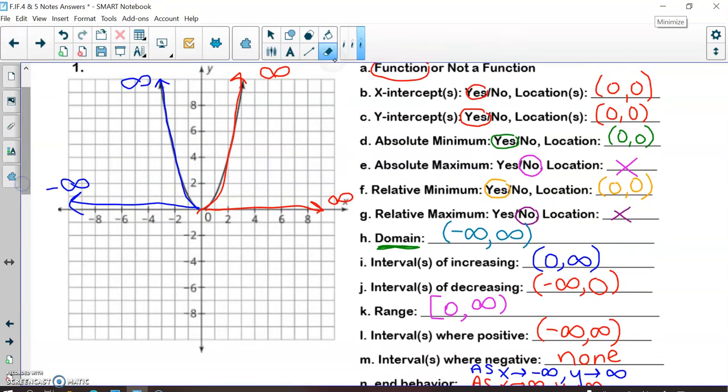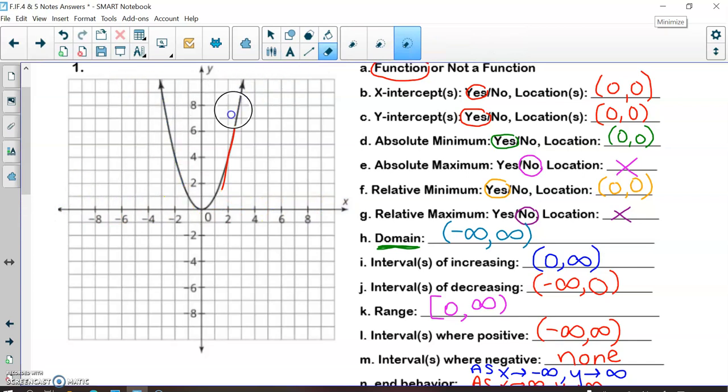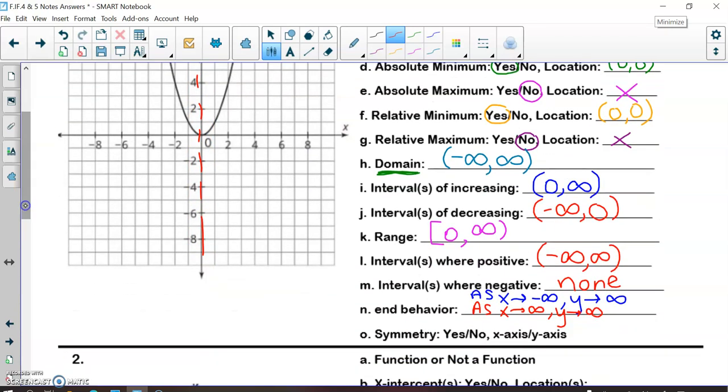And then the last question that we need to answer is, does this graph have symmetry? And yes, it does have symmetry, meaning that if I fold this graph in half, one half lies on top of the other. And the axis of symmetry is your y-axis. So this does have symmetry, and the axis of symmetry is your y-axis.